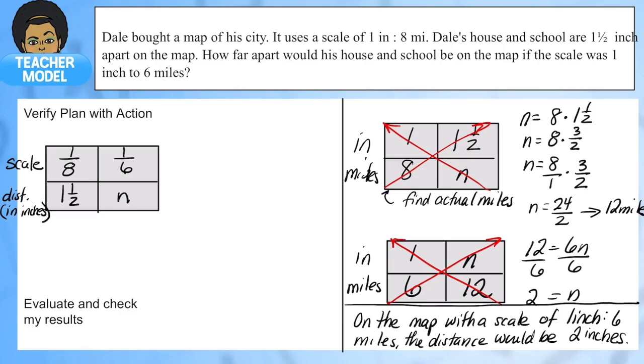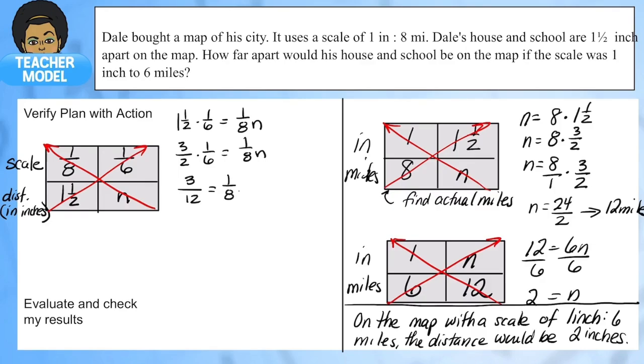So again, I'm going to just cross multiply, and it is a little bit more complicated with the numbers. So on one side I have 1.5 times 1/6 is equal to 1/8 times the number. Let's change these to friendlier fractions to work with. And I can multiply 1 times 3 is 3. 2 times 6 is 12. 3 twelfths is equal to 1/8 times n. And now I'm going to divide both sides by 1/8.